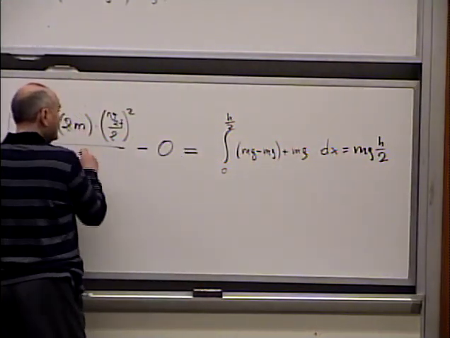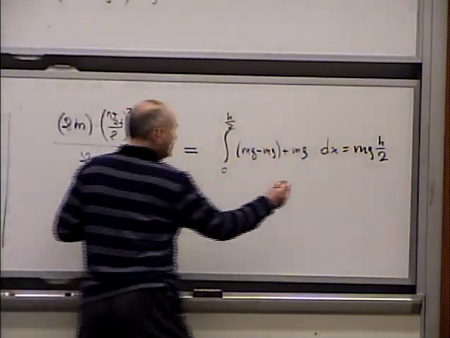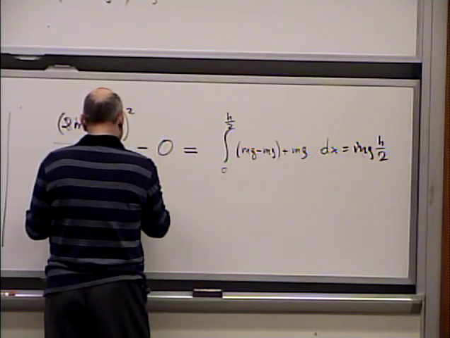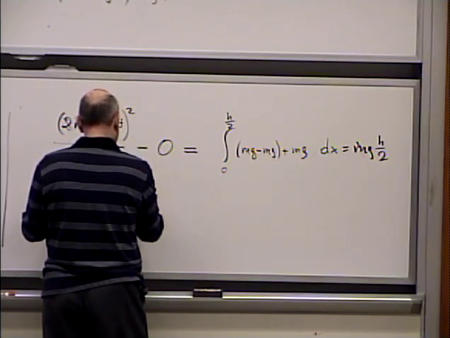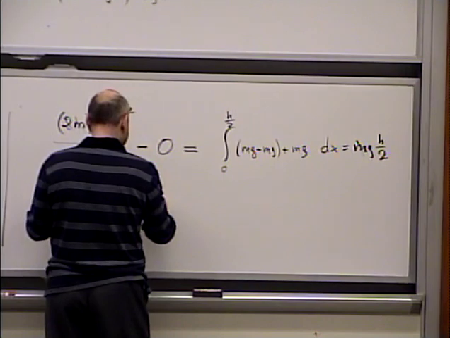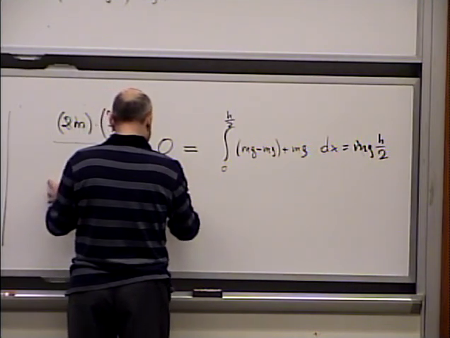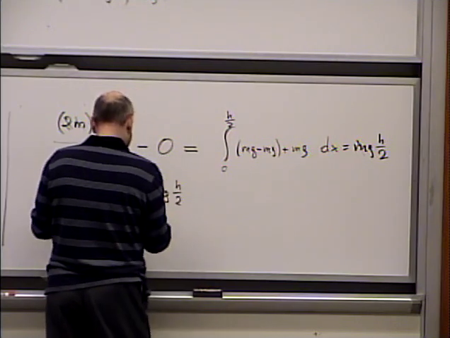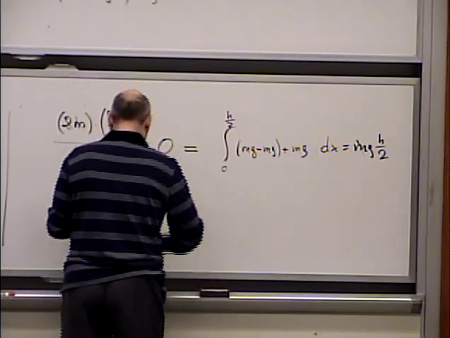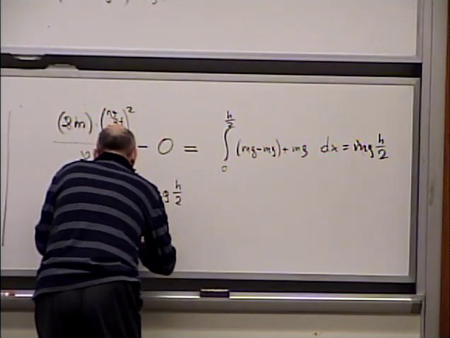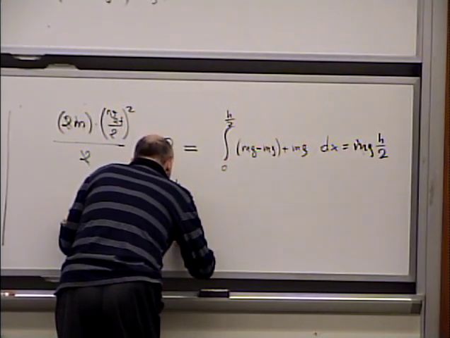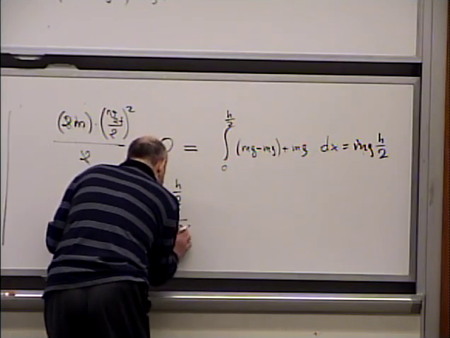Well, 2 and 2 cancel here. m and m cancel there. So here I have v final squared over 4 is equal to gh over 2. So if I multiply both sides by 4 and take the square root, I will get the square root of 2gh.